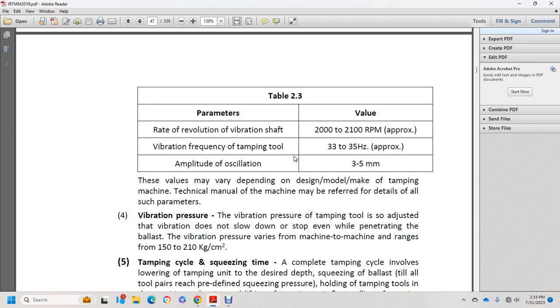4. Vibration pressure. The vibration pressure for the tamping tool. If the vibration does not slow down at the top, even with the penetrating of the valves, the vibration pressure varies from machine to machine and goes from 150 to 210 kilograms per centimeter squared.